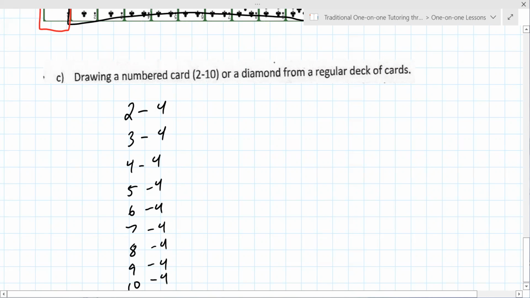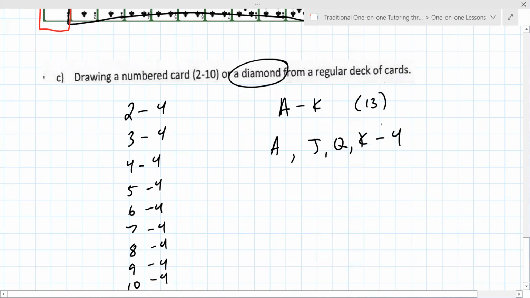Now, where it gets harder is, okay, well, there's also diamonds. There's diamonds, ace through king, which is 13 total, but you've already dealt with one of each of these. So it's like, there's also an ace, a jack, a queen, and a king. So there's another 4. So it's 4, 8, 12, 16, 20, 24, 28, 32, 36, 40.